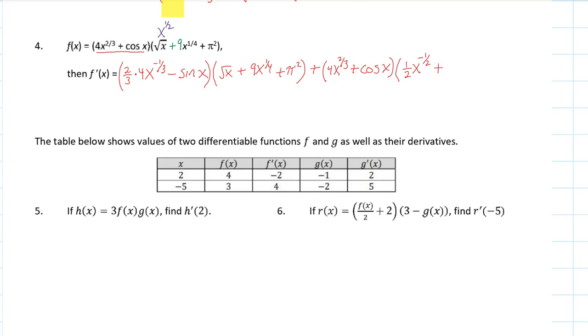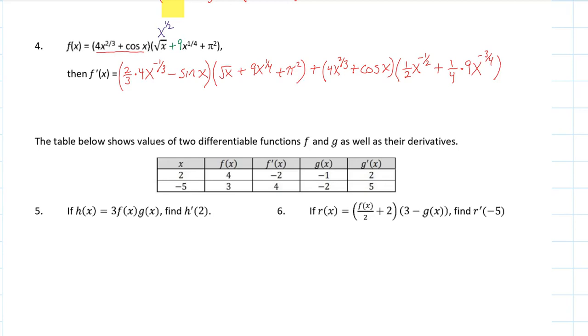Plus, I'm going to drop the 1/4 down in front of the 9. 1/4 times 9, obviously, that's 9/4 times x. Subtract 1 from 1/4. That's negative 3/4. And then pi squared is just a number, so its derivative is 0. Look at that. That was fun, huh?